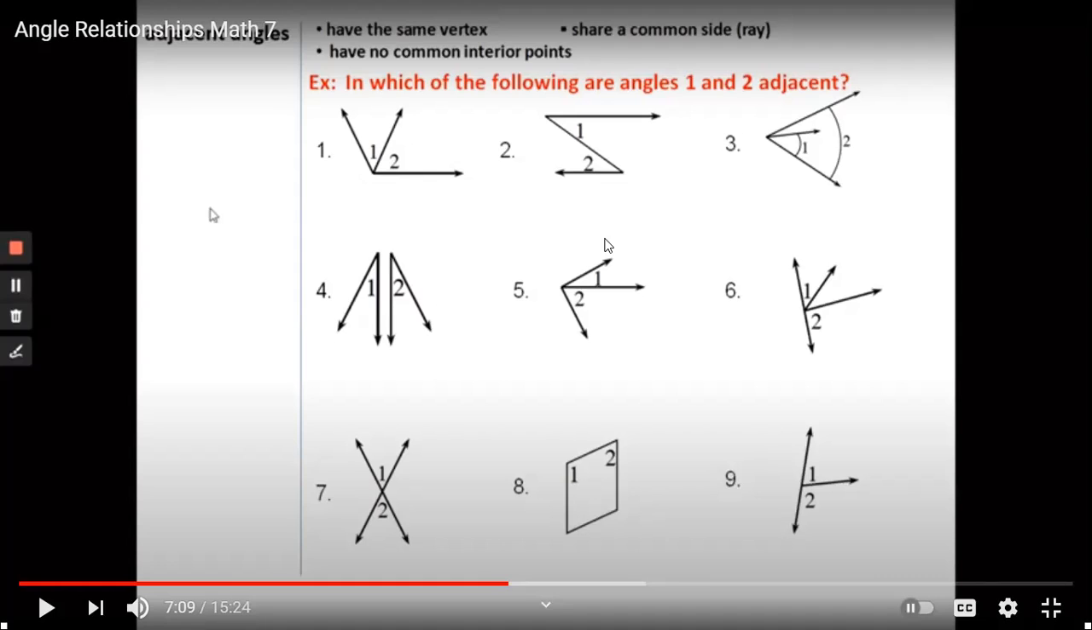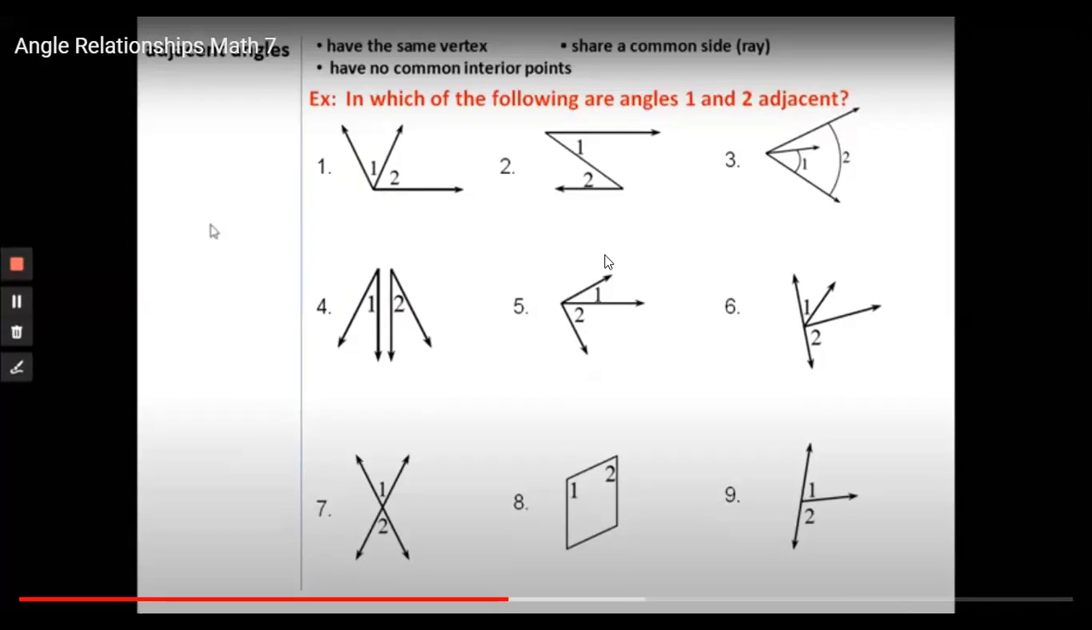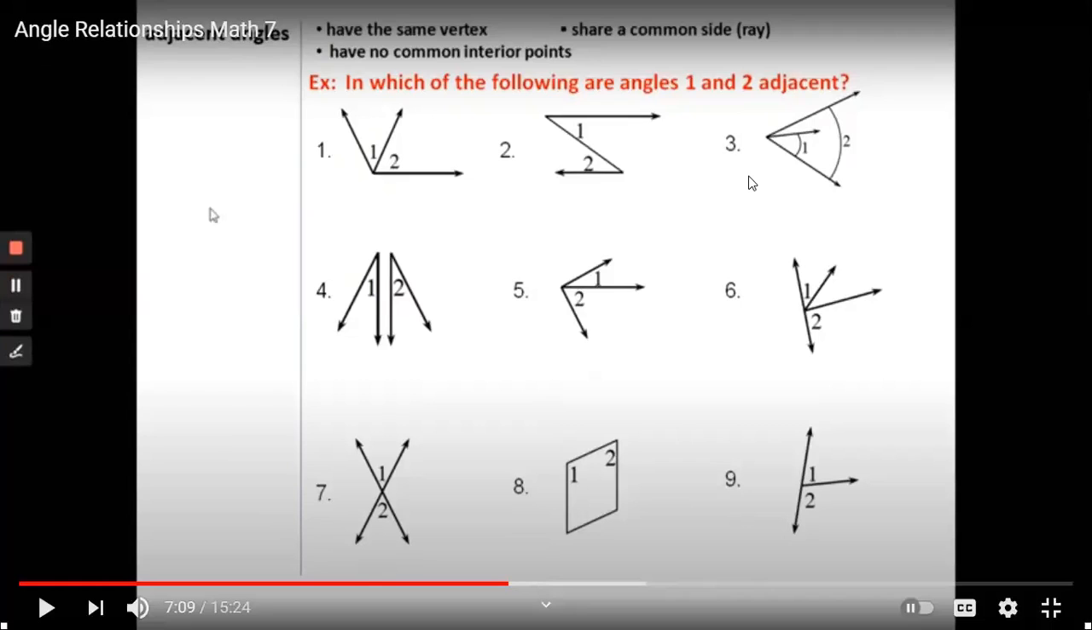Could you please verify to me why they are adjacent? Angle 1 and angle 2, they have what? You can see the rule at the top of the page. So they have the same vertex, share a common side, and have no common interior points. So each one has a region, right? So angle 1 and angle 2 have the same vertex, share a common side, and have no common interior.